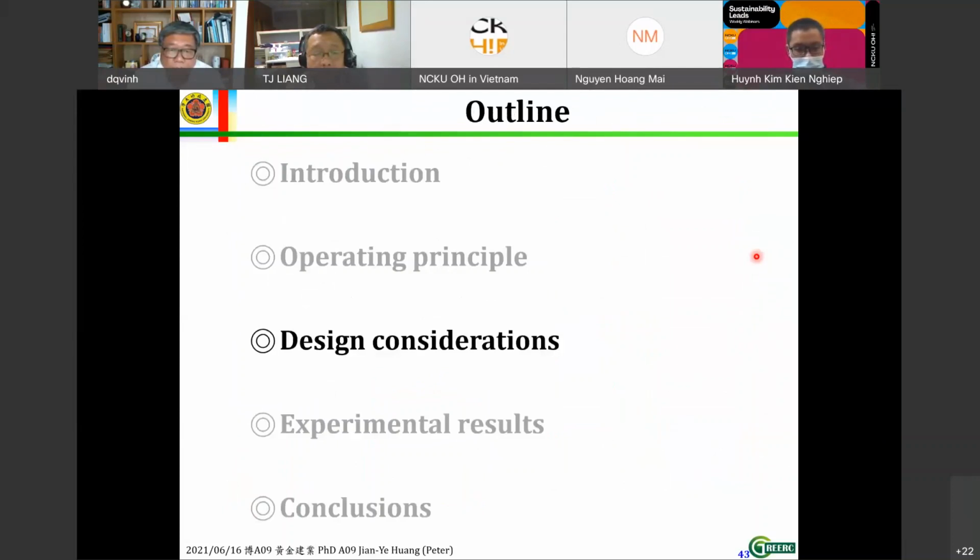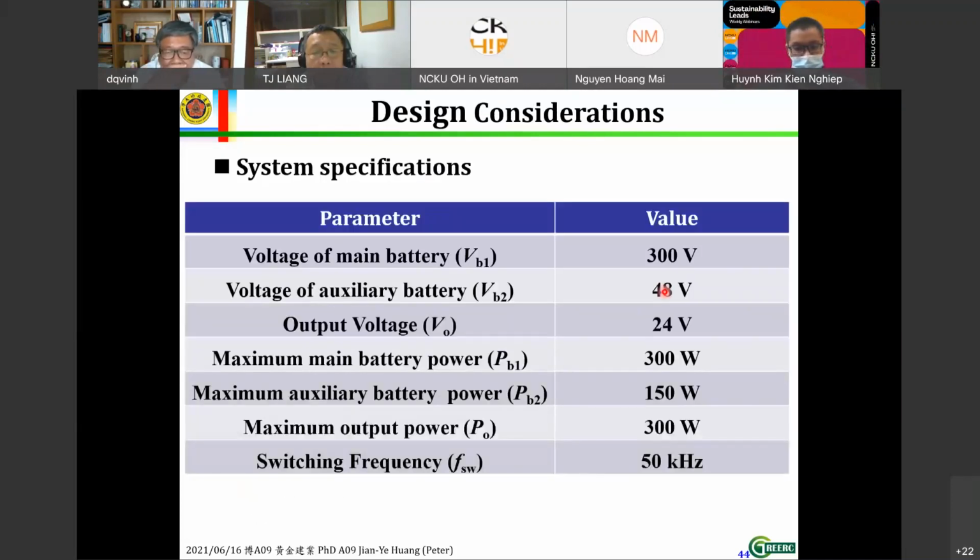Okay, let's go into the design considerations. This table shows the system specifications of the Ropost converter. The main energy source is 300 volt. The battery is 48 volt. The output voltage is 24 volt. The maximum power is 300 watts, and the switching frequency is 50 kilohertz.